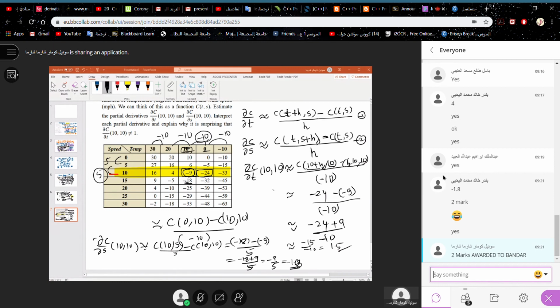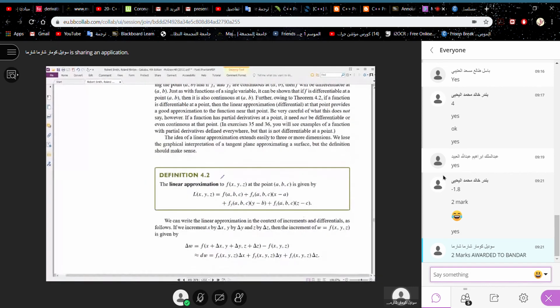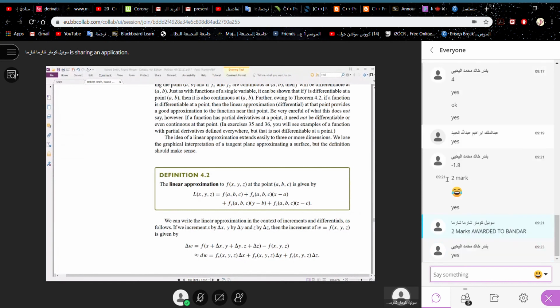Now we will see the change of variable. Can you see this screen? The linear approximation. So please note down this formula quickly.